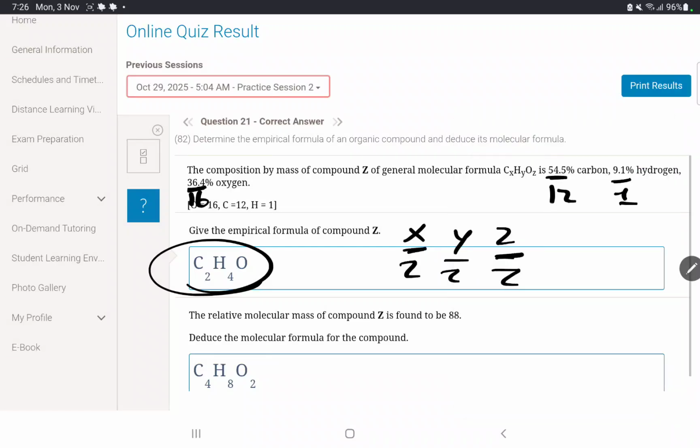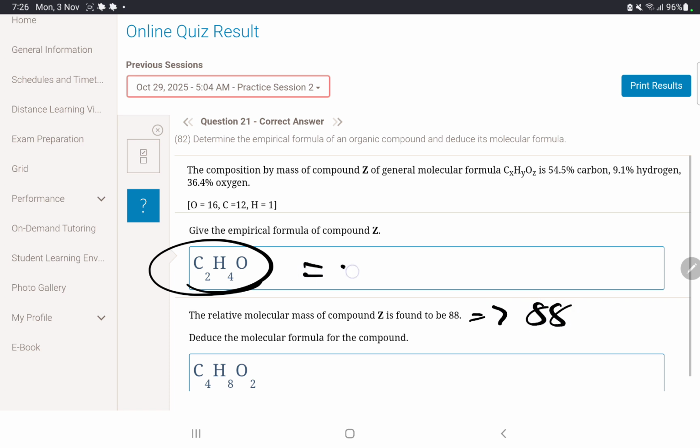After you get C2H4O, they say that the molecular mass of compound Z is 88. What does that mean? So the molecular mass is 88. Let's find the mass of the empirical formula. C has a molar mass of 12, so 12 plus 12. H4 has a molar mass of 1, but there's 4, so we add 4. So 24 plus 4 is 28. Then O has 16, so we add 16. 28 plus 16 equals 44. So how does 44 become 88? We multiply by 2. So you multiply everything here by 2. So C, 2 becomes 4, 4 becomes 8, 1 becomes 2.